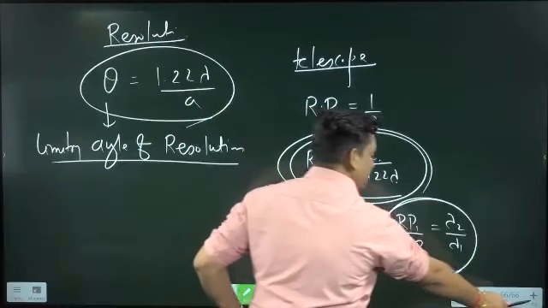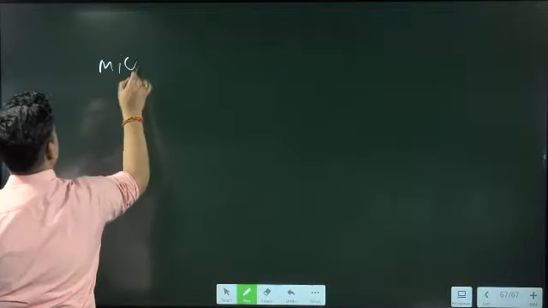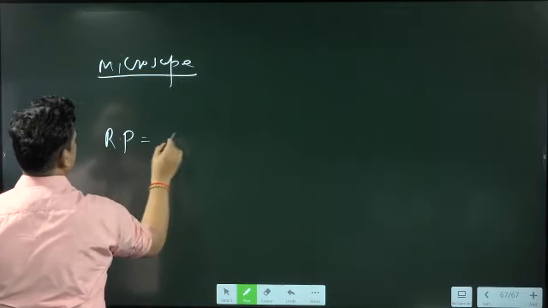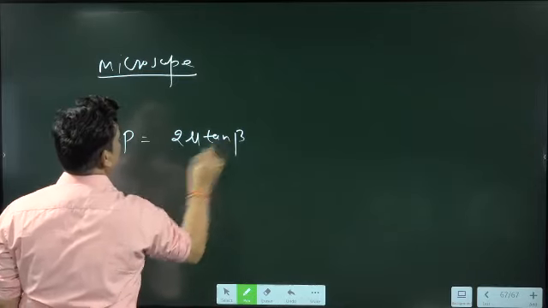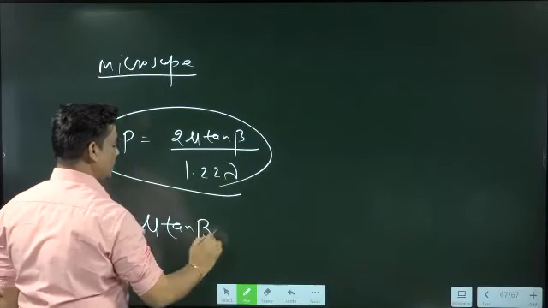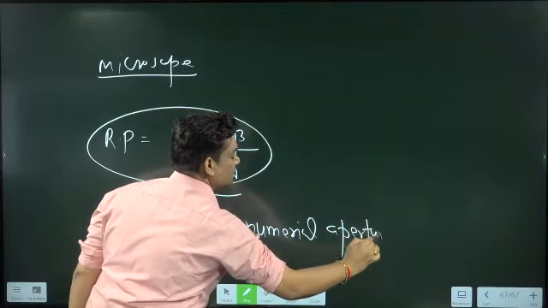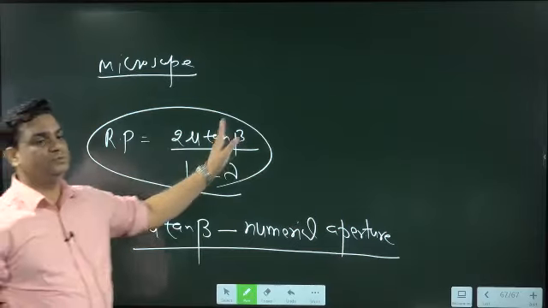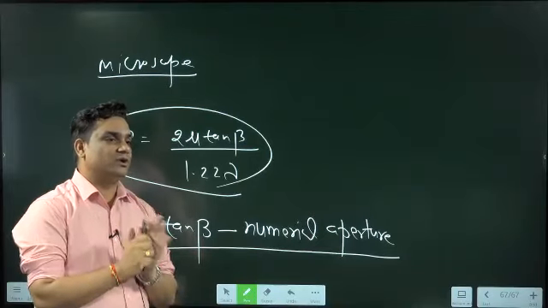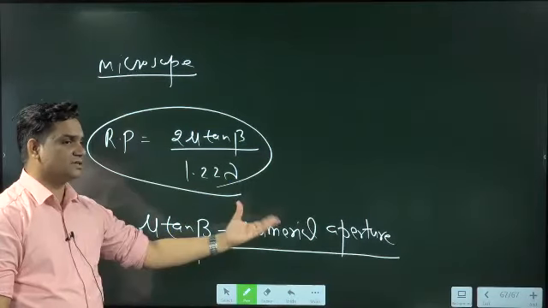Now, next one, for the microscope. For the microscope, you will remember the direct formula. Generally, they have asked for the telescope. So, microscope resolving power is 2 mu sin beta divided by 1.22 lambda. And this mu sin beta is known as your numerical aperture. There is no time to derive how we got this. So for the microscope, it is 2 mu sin beta divided by 1.22 lambda. You have to remember just the formula. Numerical aperture will be given to you, and they will give you the lambda, so it can be asked directly here.